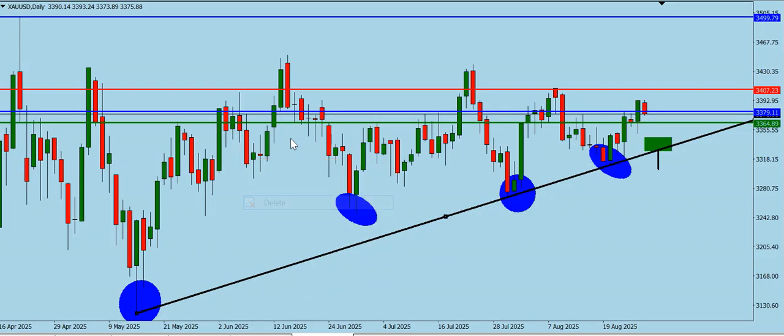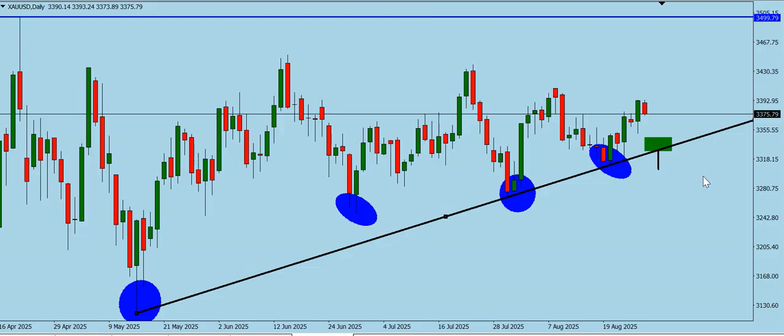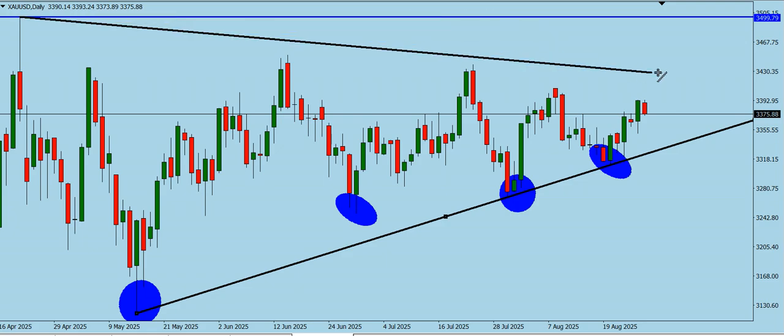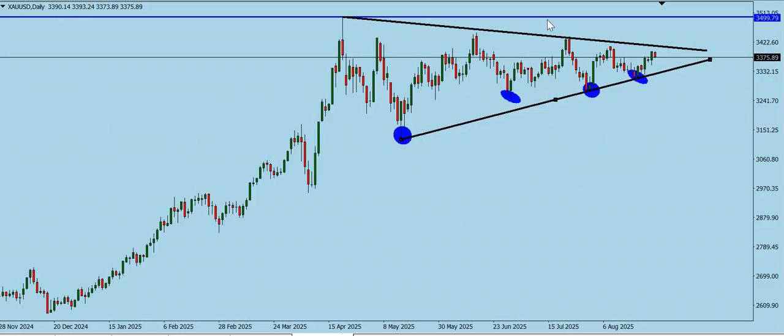Let me remove the pivot line and the resistance line. This is the all-time high. Let me remove this. So we have something like this. Now this low is lower than this particular low, and this particular low is lower than this. And this is lower. So we have a low, a higher low, a higher low, a higher low, more like a triangle. Then we have something like this.